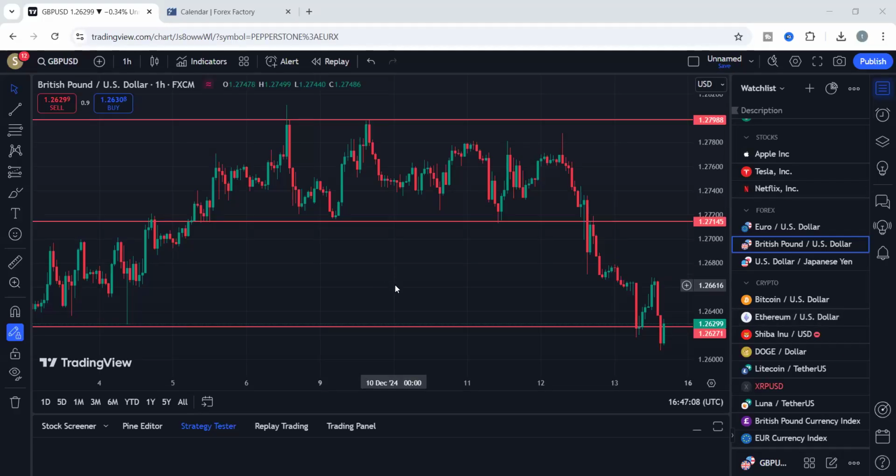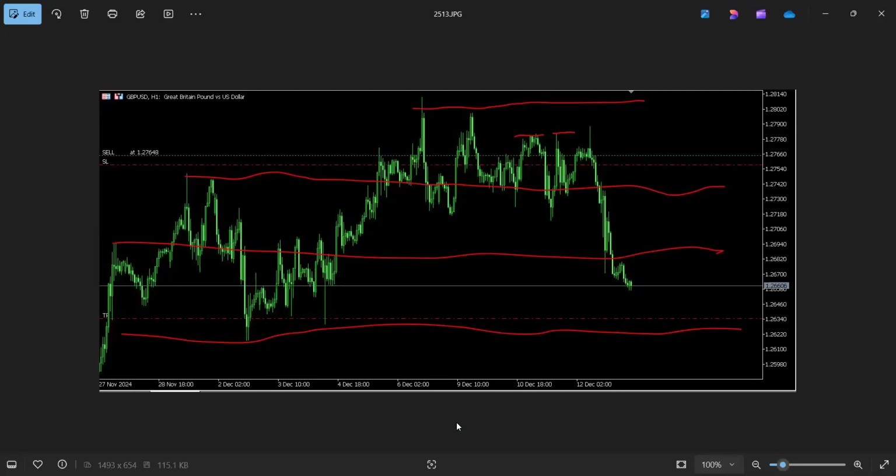So this was how we were able to make 130 pips on GBPUSD within 3 days. We placed this trade on Wednesday. Today is Friday. Now we have closed it. And the trade we're talking about here is a screenshot from the trade and how we entered.